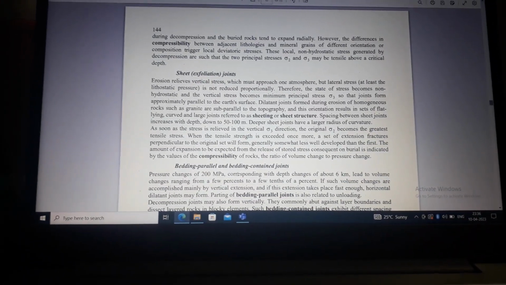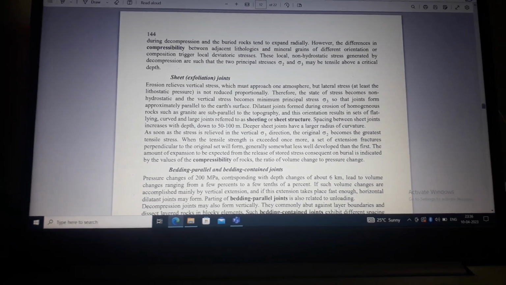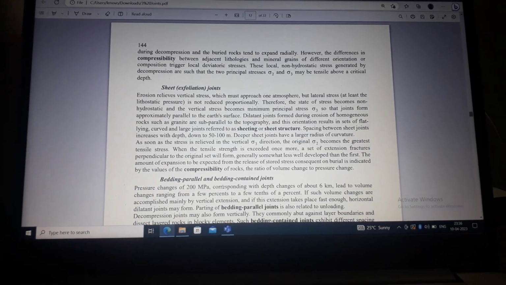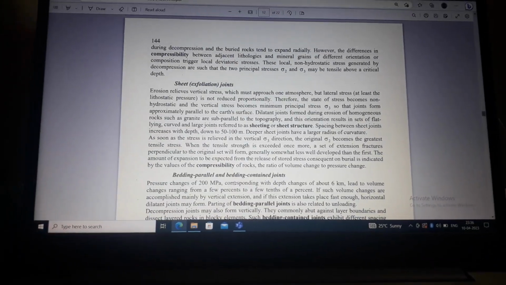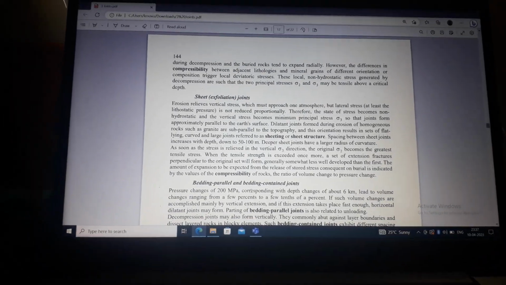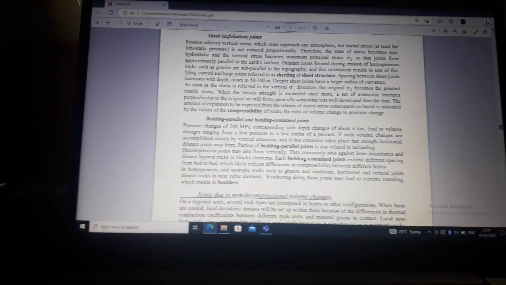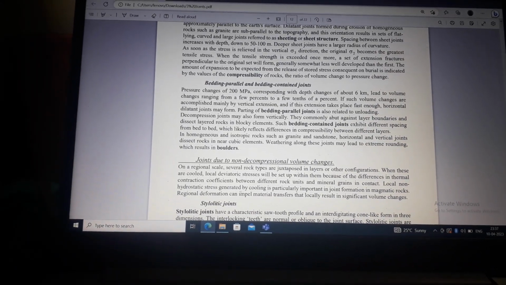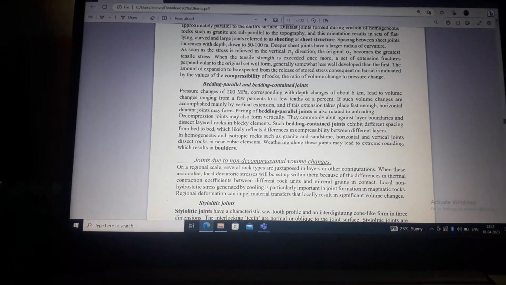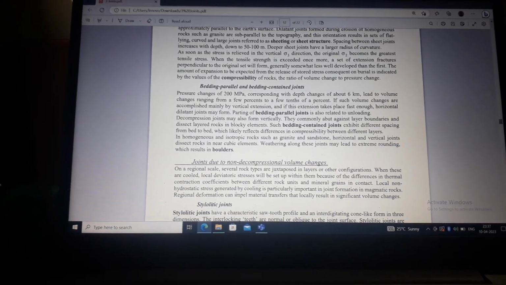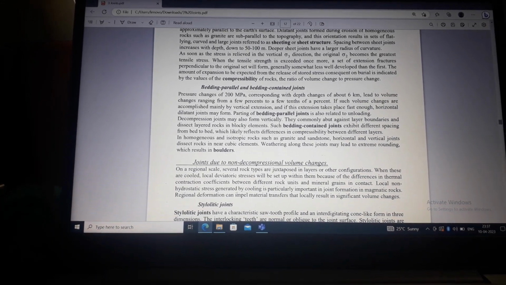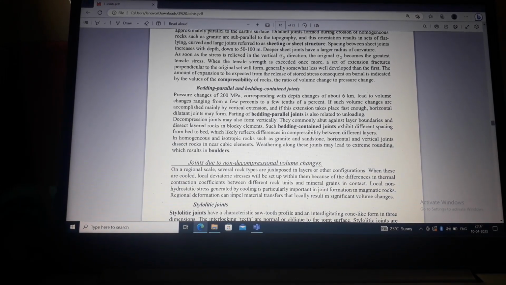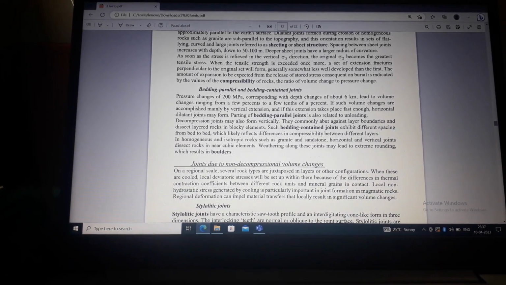The amount of expansion to be expected from the release of a stored stress consequent on barrier is indicated by values of compressibility of rocks, the ratio of a volume change to pressure change. Bedding parallel and bedding contained joints. Such volume changes are accomplished mainly by vertical extension, and if the extension takes place fast enough, horizontal dilatant joints may form. Parting of bedding parallel joints is also related to unloading decompression. Joints may also form vertically.